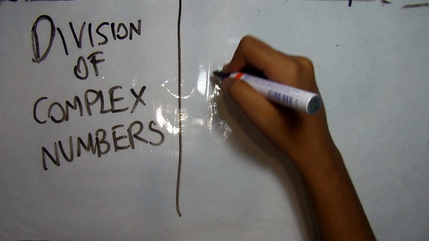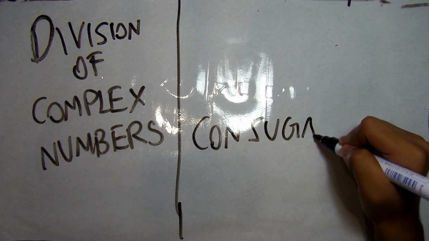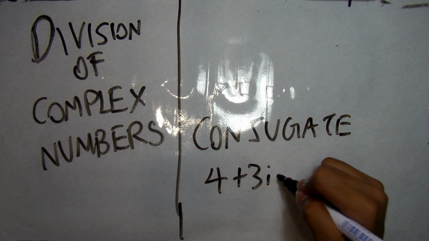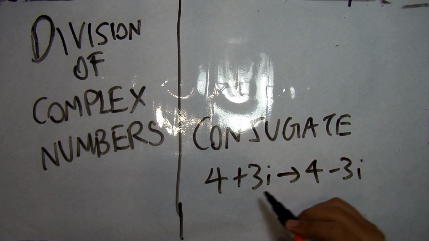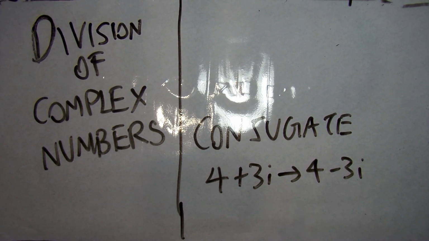For that, we have to understand this term first. It's called the conjugate. For example, the conjugate of 4 plus 3i is 4 minus 3i. The sign in between the real and imaginary number is switched from positive to negative. And it's the same from negative to positive. So to rationalize a complex expression, we have to multiply top and bottom with the conjugate expression of the denominator.